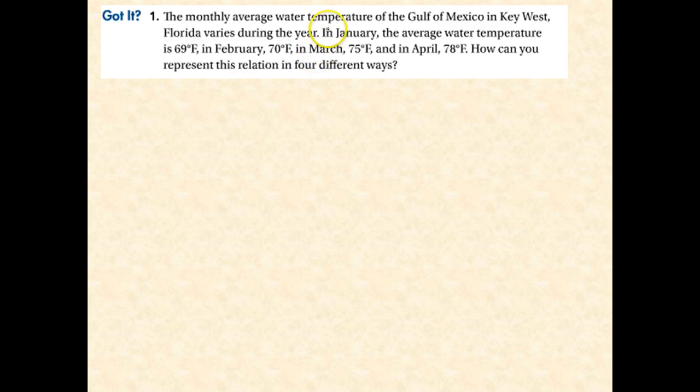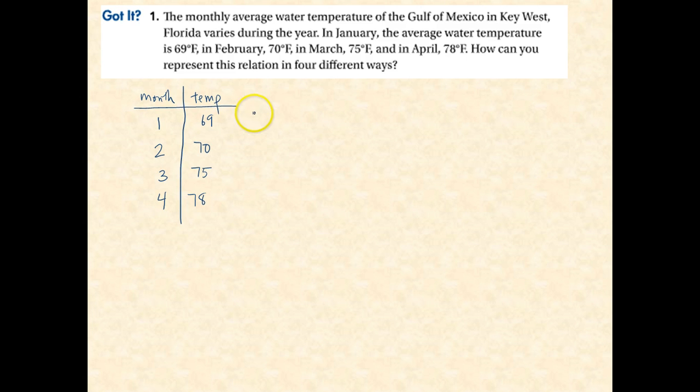Well, if I number the months and I call January month 1, I'll start with a table: month, and then temperature. In month 1, the average water temperature was 69 degrees. In month 2, it was 70 degrees. In month 3, it was 75 degrees. And in month 4, it was 78 degrees.